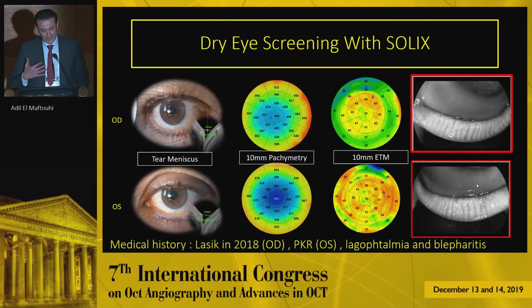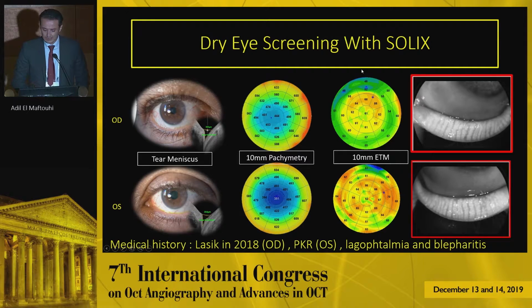OCT may play an important role in dry eye screening with Solix, with epithelium mapping, with the quantification of the tear meniscus, and now you have the possibility of meibomian gland imaging. In this case, a patient with a history of LASIK in 2018 and a history of pre-career in 2000, you can see here the scleral show.